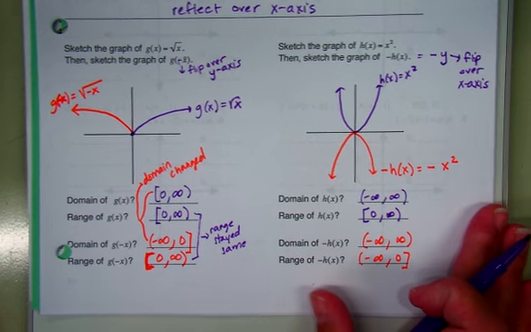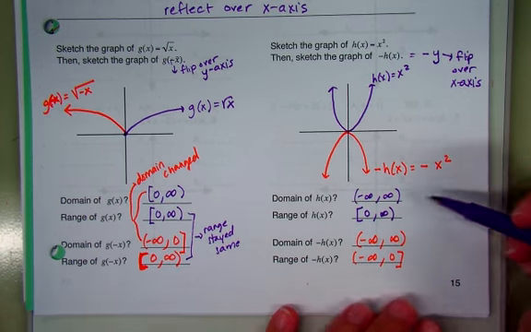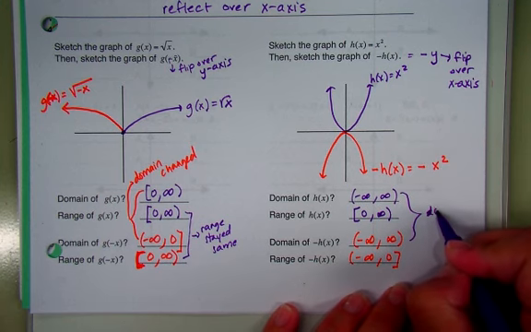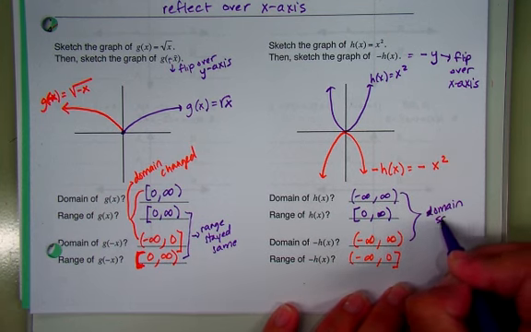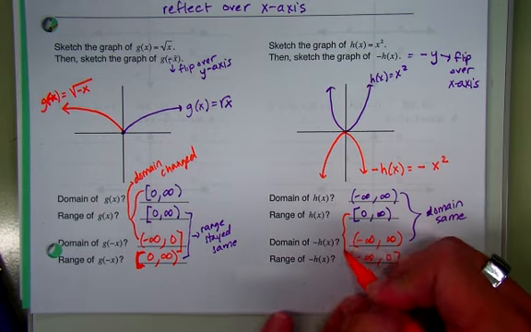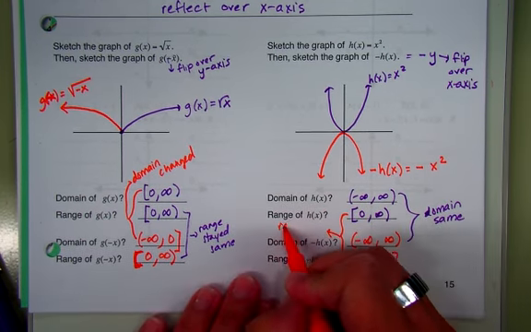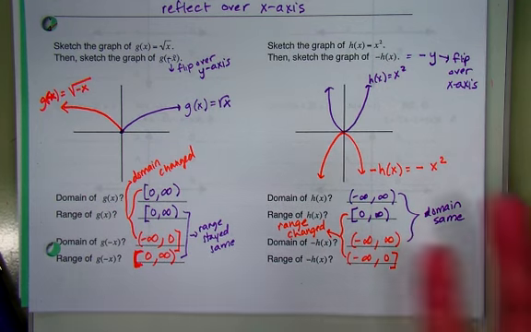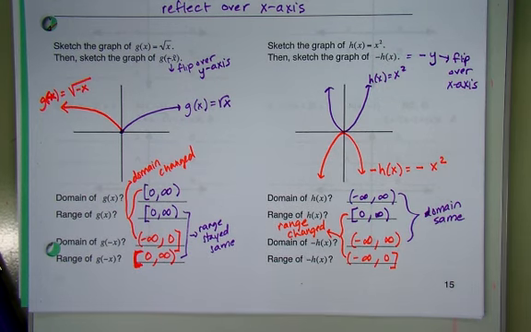So what did we notice here? Well, we noticed that our domain this time stayed the same, right? Because I didn't change any of my x values. However, my range changed, because I was acting upon the y value, right? I switched the y value to the negative, so my range changed versus switching the x value, and your domain changes. Okay? All right, let's keep going.